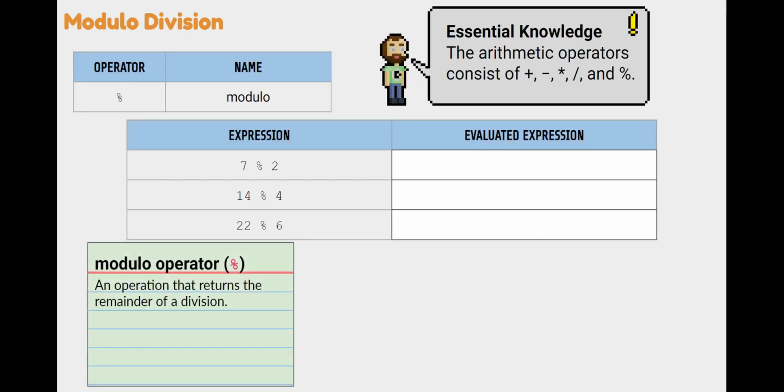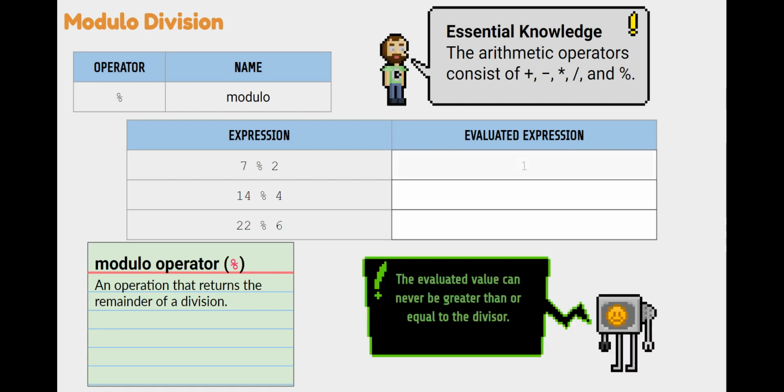So the modulo operator gives us the remainder after division. If we have 7 mod 2, and that's how we say modulo, we just say mod, 7 mod 2, we want to know how many times 2 divides into 7. And we know that 2 goes into 7 3 times, but that's not the answer we want. We want the remainder. So when 2 goes into 7 3 times, that's 6. That leaves 1 remainder. 7 mod 2 will give us the answer of 1.